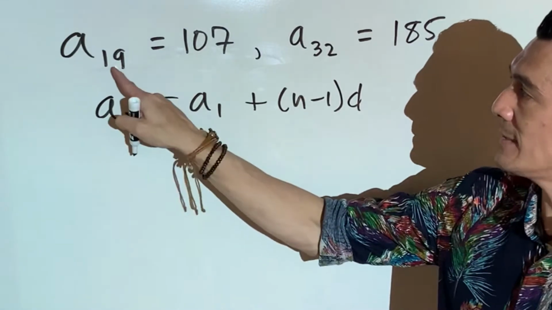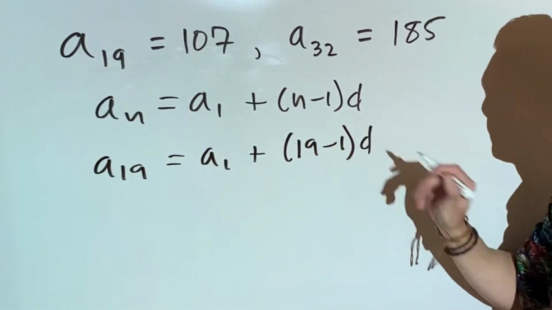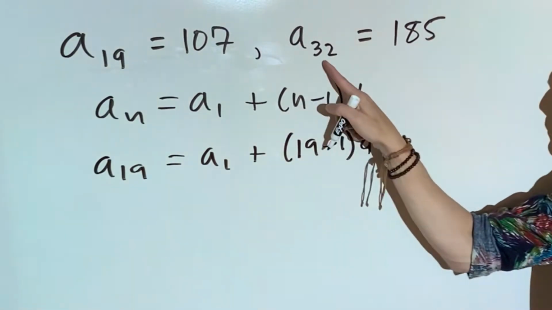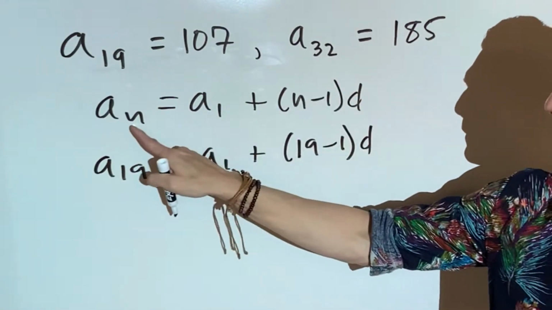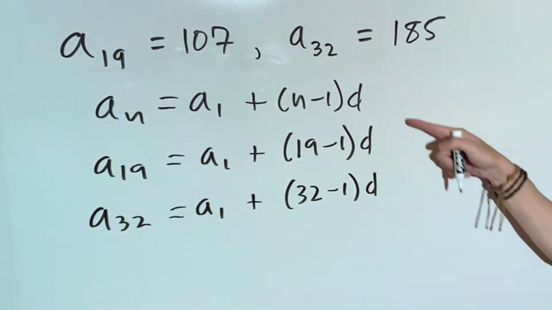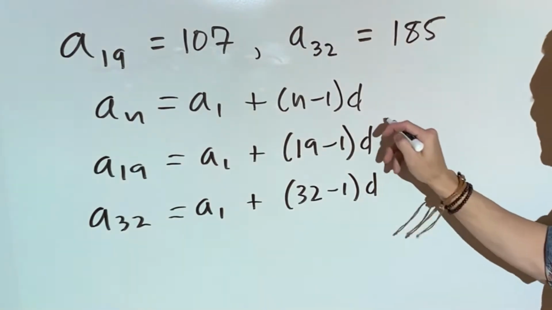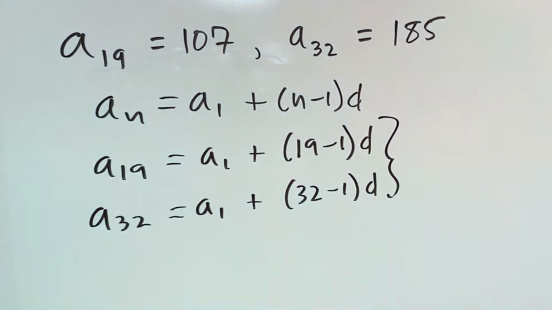Let's plug in 19 both here and here. In like fashion, 32. Plug 32 both there and in there. So you have to fill this out twice, once for each item. So now you have before you a system of equations.